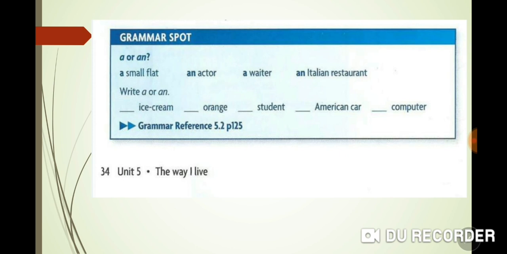Write a or an. Ice cream. An ice cream. Orange. An orange. Student. A student. American car. هنا عندنا car الاسم اجا قبلها الصفة American فنستخدم an American car. Computer, a computer. Okay.